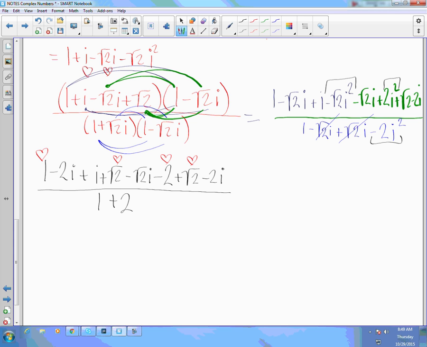Some of them are easy to combine. The 1 could easily combine with which other real number? Negative 2. So let's do those. 1 minus 2 would be negative 1. Yes?